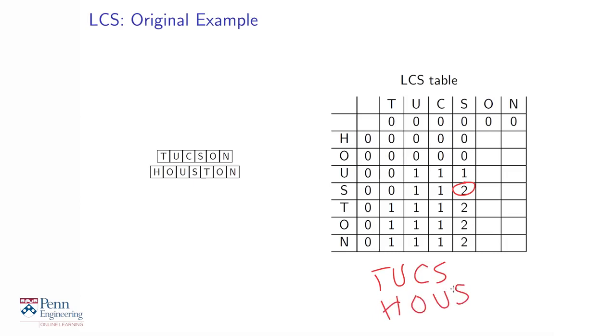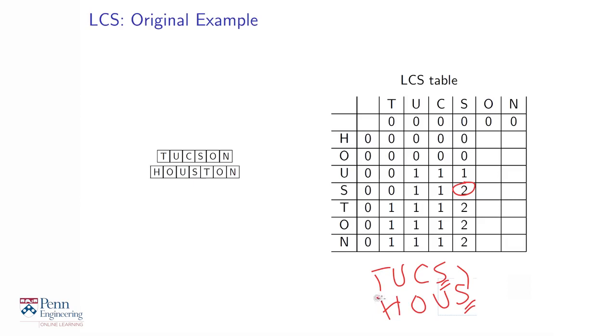Now this is the case where the last symbol of Tucson and the last symbol of Houston, the prefixes right now, TUS and HUS, the last symbols are S in both. So we can match them for sure, as we saw in the lemma. We can always match the last symbols if they agree, which they do in this case. So we match these two. And that gives us a score of 1 for the longest common subsequence.